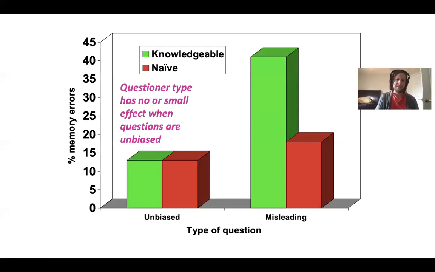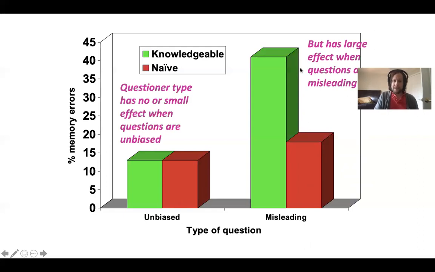Another way of visualizing or talking about it is you could say the questioner type, that is the difference between the green and the red bars here, has basically no effect, or a very, very small effect, when the questions that were asked were unbiased. So if I am asked an unbiased question, then it doesn't really matter how that question will influence my memory of the bank robbery. It doesn't really matter whether I perceive the questioner to be knowledgeable or naive. The questioner type just doesn't matter, as far as the way my memory is influenced, when the questions asked are unbiased.